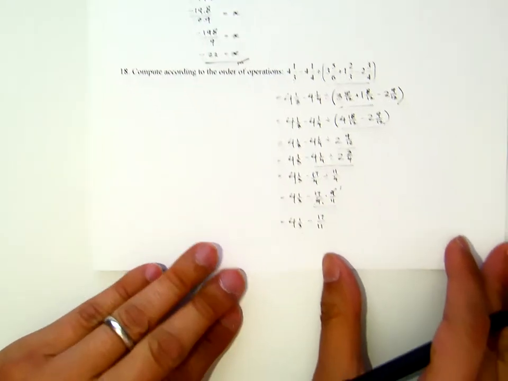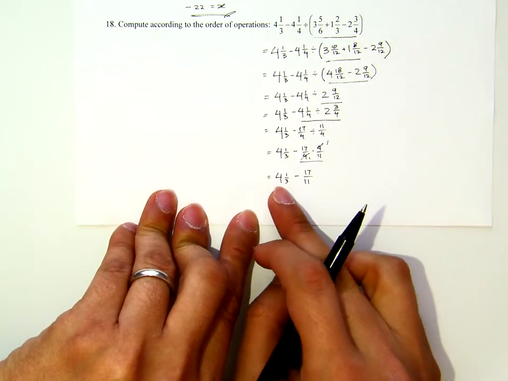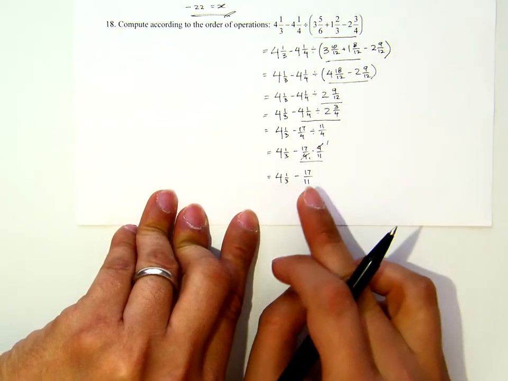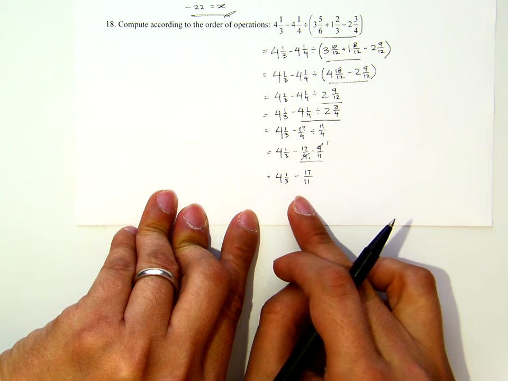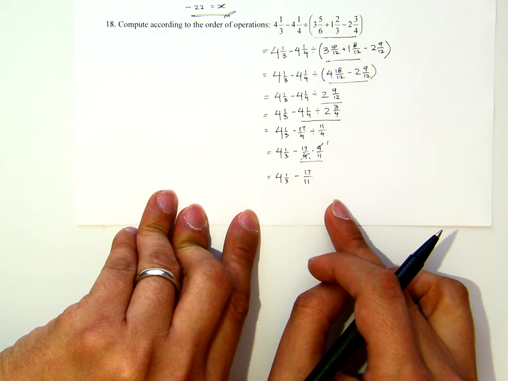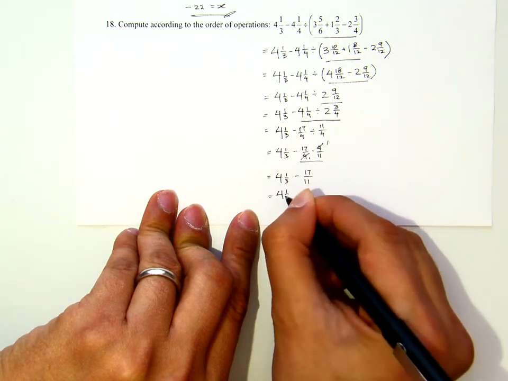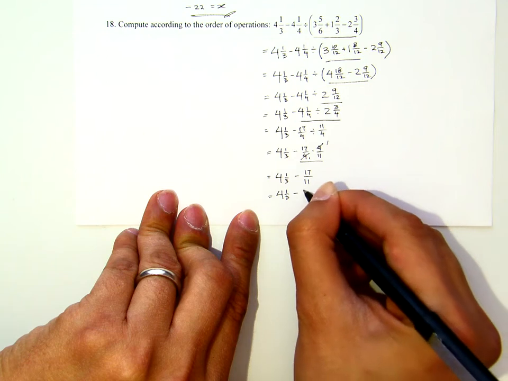Okay, now from here you have two choices. Either you change this to improper fractions and then do the LCD and then subtract and then go back to a mixed number. Another option you have is to do everything in mixed numbers, which I will do. That's what I will do right now.